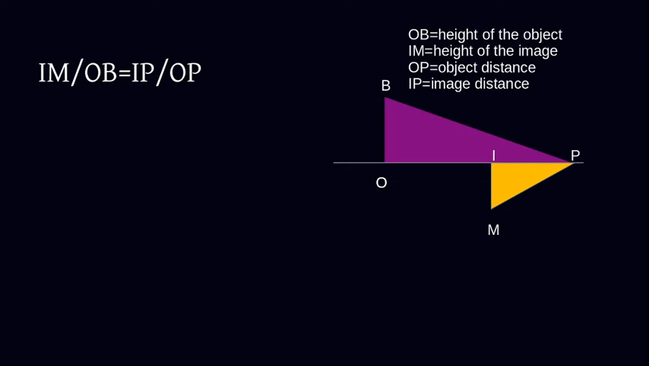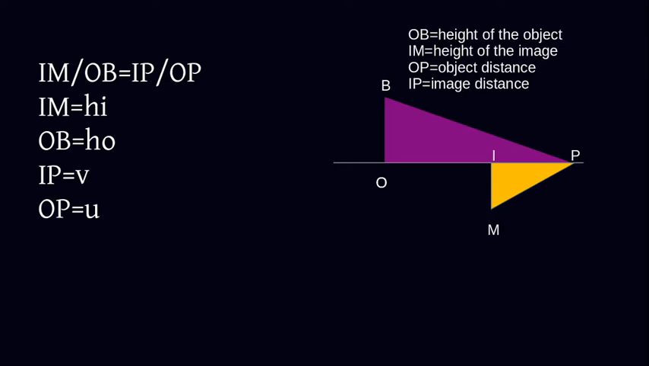Okay, using symbols we can write this one. IM is equal to HI, OB is equal to HO, and IP is equal to V, and OP is equal to U. Then that is HI by HO is equal to V by U. Using IM by OB is equal to IP by OP, and converting with the symbols, HI by HO, height of the image by height of the object, is equal to V by U. V means image distance, and U means object distance.